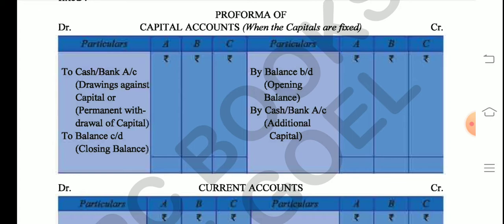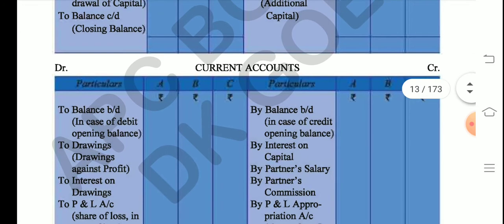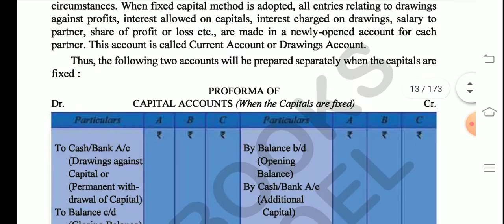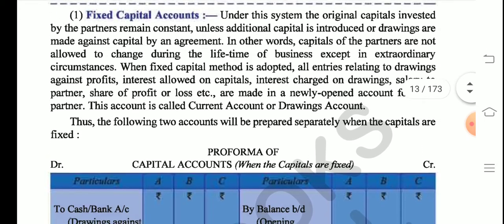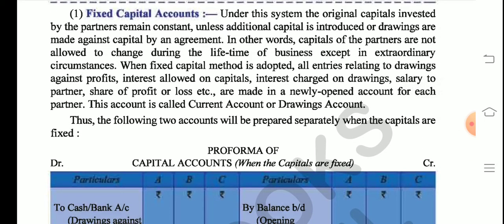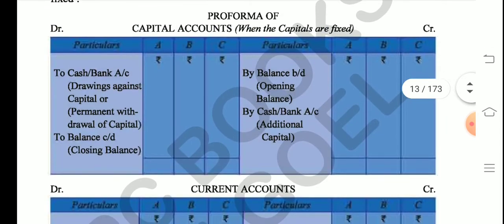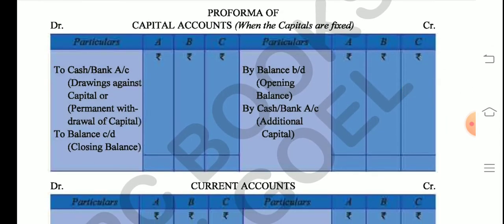Now students, very important to understand. I'll give you a trick here to learn later on. Just try to understand this, that we prepare two accounts, right? What are we starting here? We are starting fixed capital accounts. Under fixed capital accounts, we prepare two types of account: capital account and current account. The capital account only deals with the capital, new capital added, or capital withdrawn. So this account talks about that.